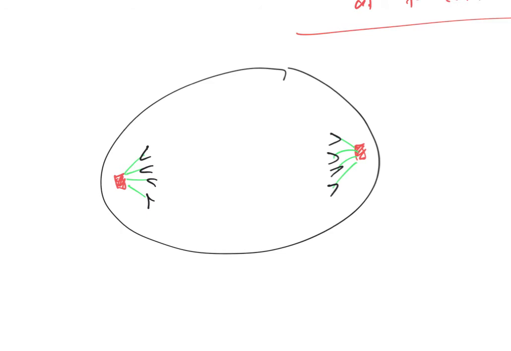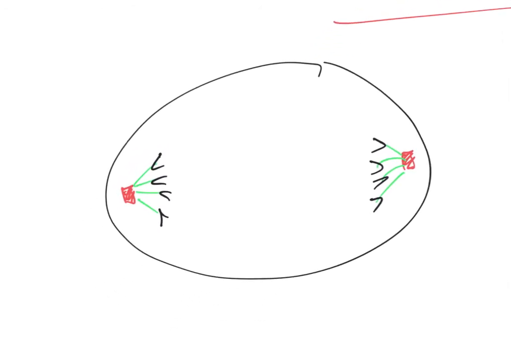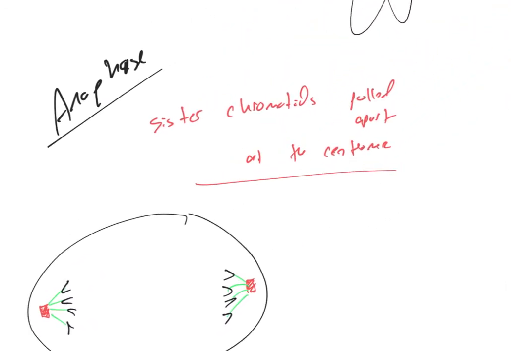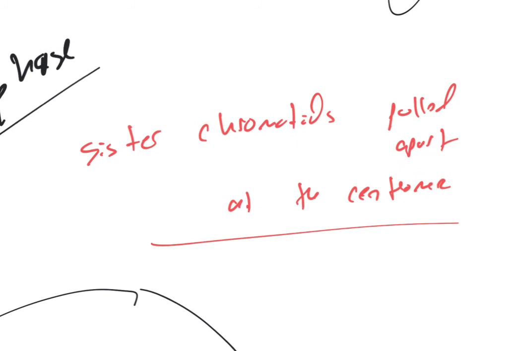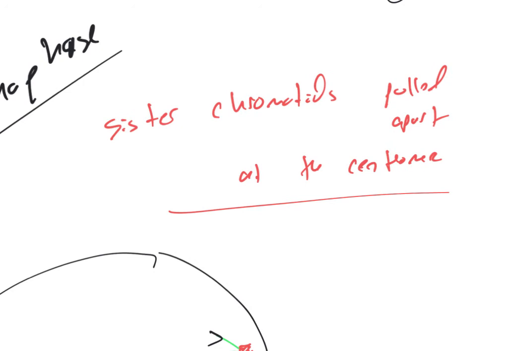Okay? Yep. What do you need to see? Yes. The sister chromatids are pulled apart at the centromere. All right? From the, at the centromere. Or from the, doesn't matter. It's just English.